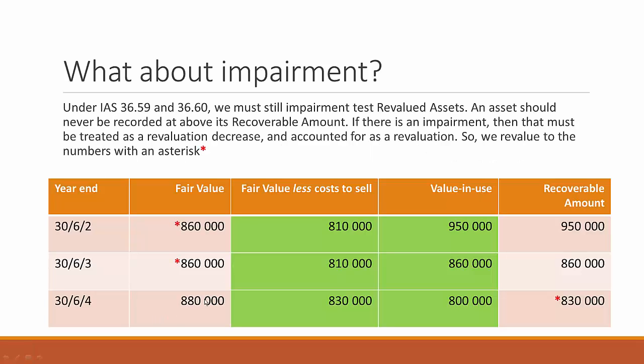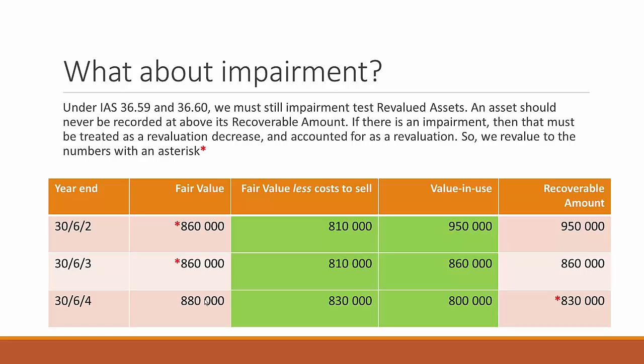So let's firstly just think about how they work. If you have a look at IAS 36, paragraphs 59 and 60, in Australia, those are AASB 136. AASB 136 says we must still impairment test revalued assets. So essentially what it's saying is an asset must never be recorded at above its recoverable amount. And if there's an impairment, then we treat that as revaluation decreases. So let's have a look at how some of these numbers might pan out.